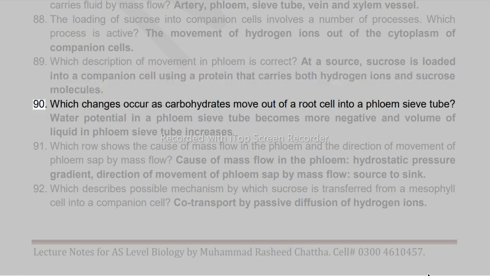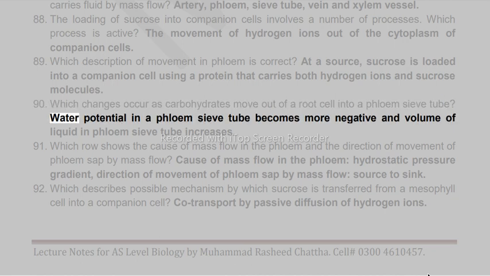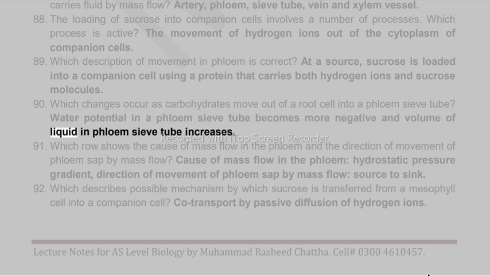90. Which changes occur as carbohydrates move out of a root cell into a phloem sieve tube? Water potential in a phloem sieve tube becomes more negative and the volume of liquid in the phloem sieve tube increases.